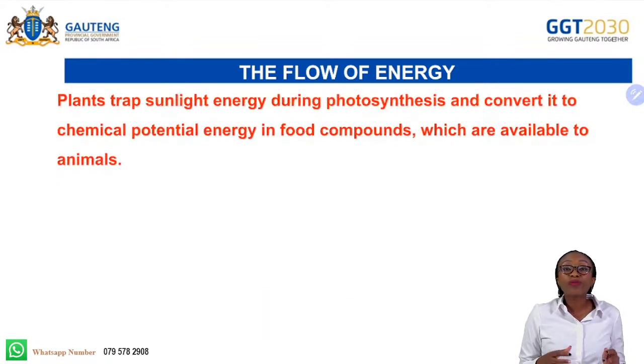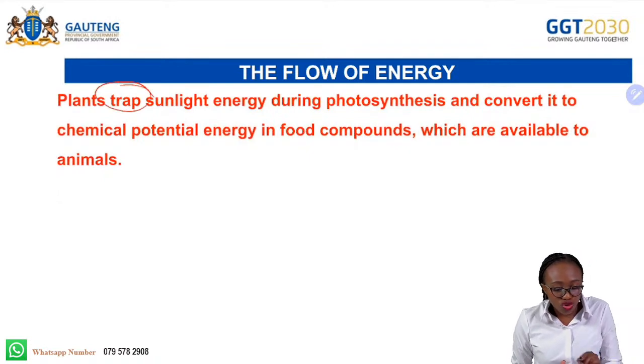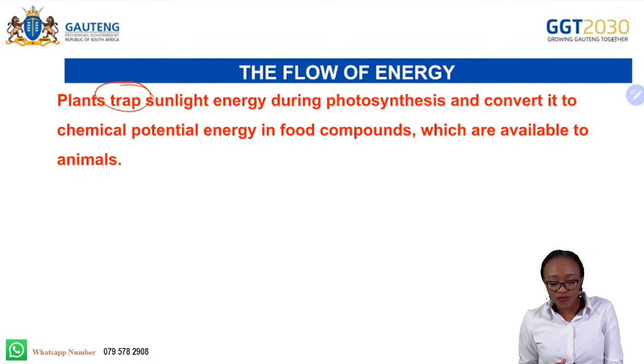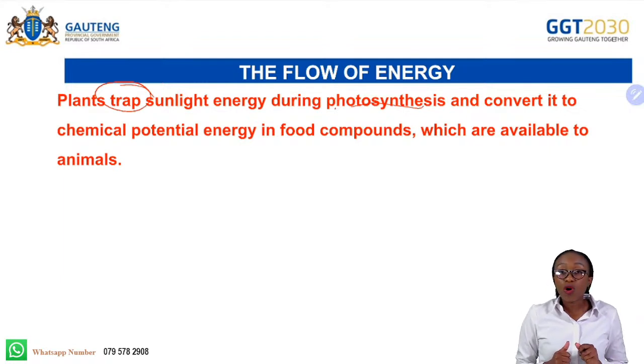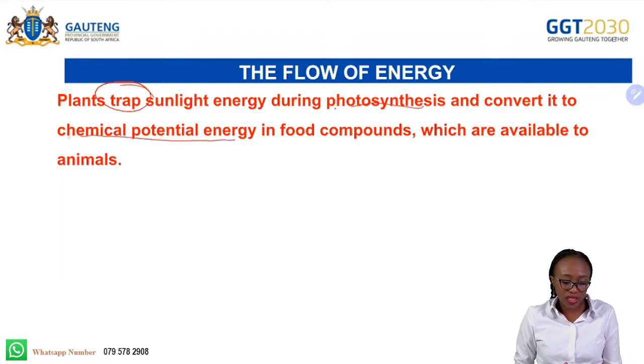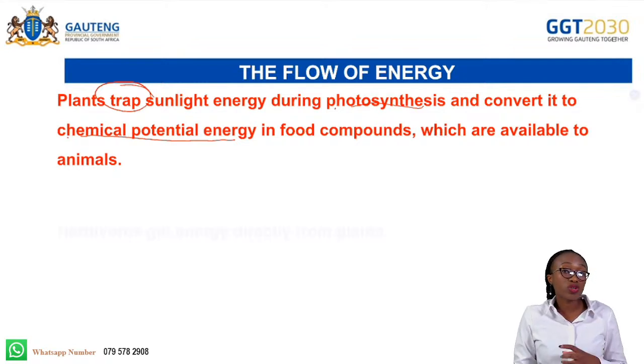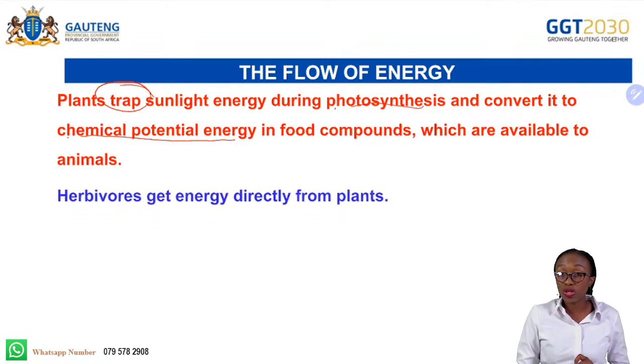So plants are able to trap sunlight energy during photosynthesis. Remember, those green plants and other organisms that are green are able to trap energy from the sun during photosynthesis, and then they convert it to chemical potential energy in food compounds that are available to animals. So after the producer produces its own food, then that energy from the sun has now been converted to chemical potential energy that is then stored in the food.